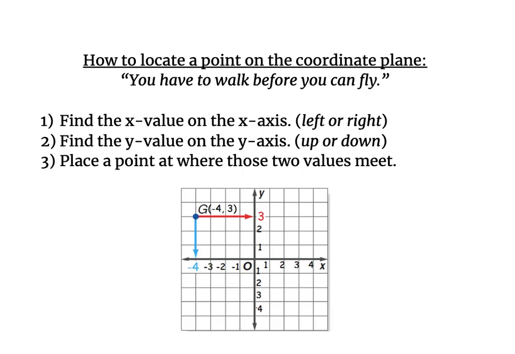So your point is where those two values meet. The first number is how much you walk, left or right. The second number is how much you fly up and down. You're going to be joining a bunch of different points together, kind of like connect the dots to create a shape in this lesson.